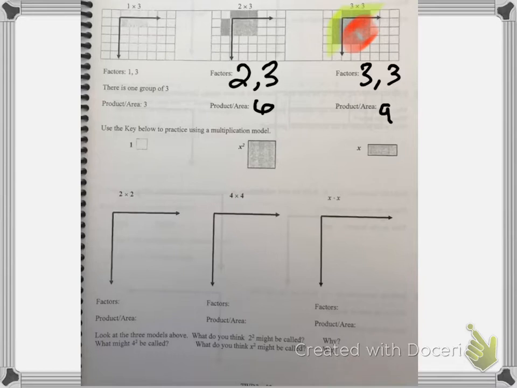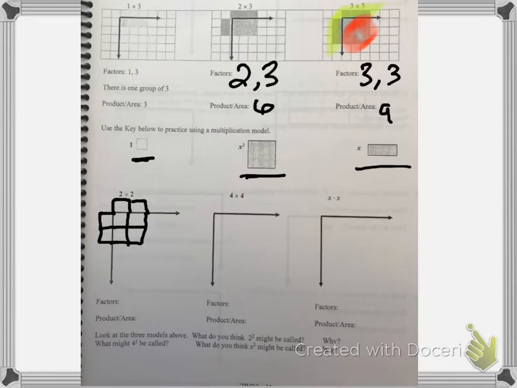So the key below is to practice using the multiplication model. This represents a 1 unit, x squared, and an x. These are the different shapes, so keep those in mind. For a 2 by 2, you're going to create 1 unit, 2 units on the one side, and 2 units on the other side. Multiplication is commutative. It does not matter which one you put where. To finish your model, you're going to multiply those.